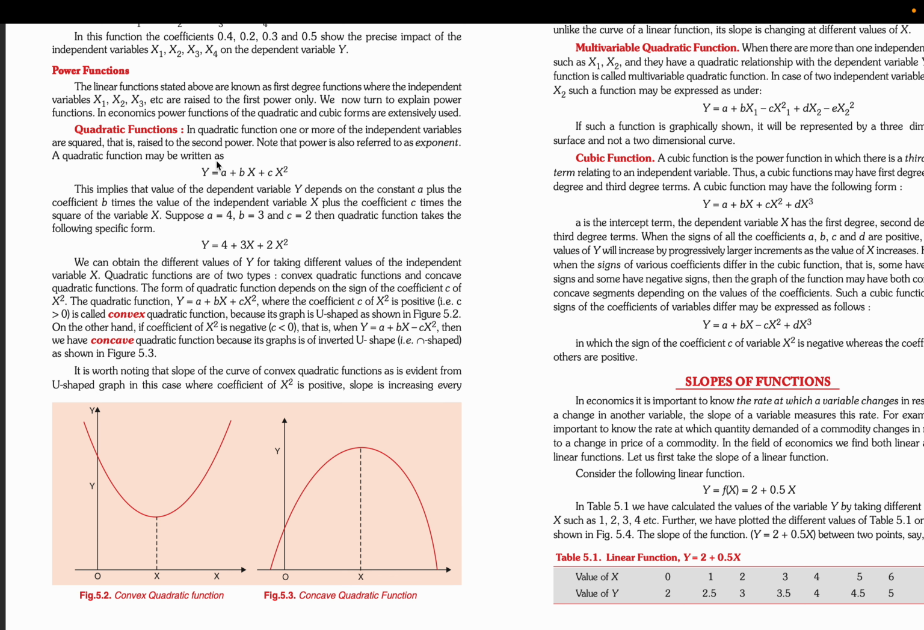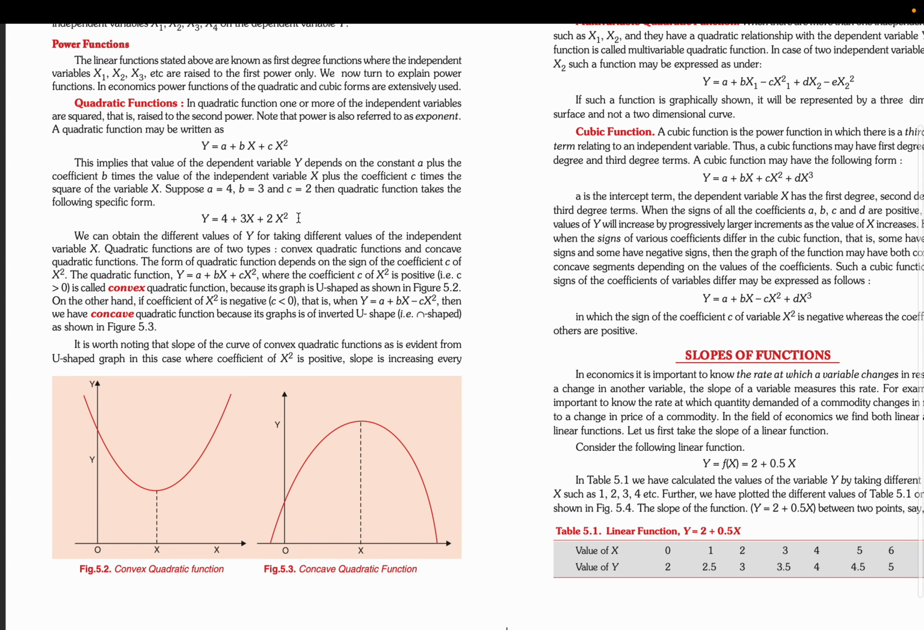A quadratic function can be written as this. You already know quadratic functions. This implies that value of the dependent variable y depends on the constant a plus the coefficient b times the value of the independent variable x plus the coefficient c times the square of the variable x. Suppose a is 4, b is 3, c is 2. The quadratic function takes the following specific form. This. We can obtain the different values of y for taking different values of the independent variable x.